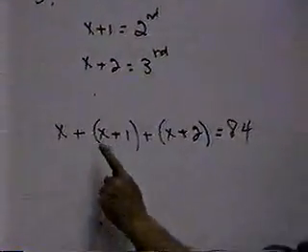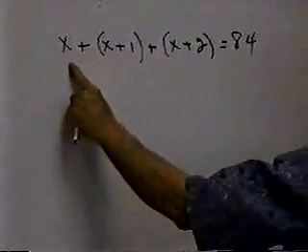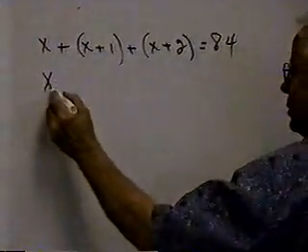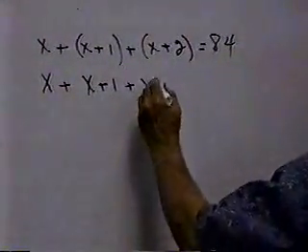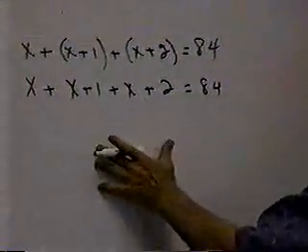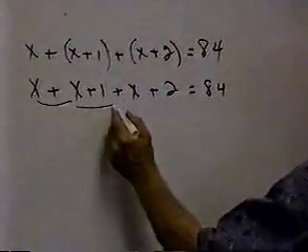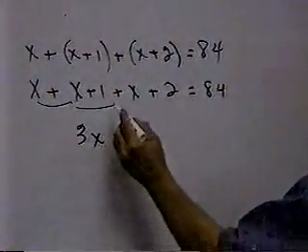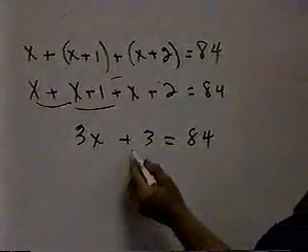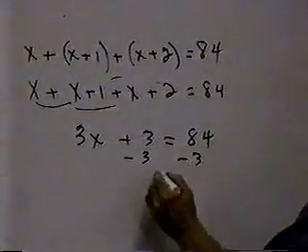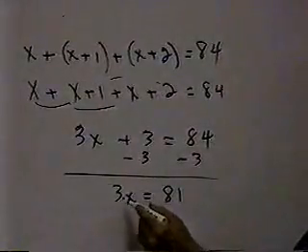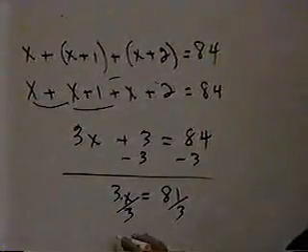It says the sum of 3 consecutive integers is 84. Remove parentheses. Okay, what do we do here? The rule is combine like terms. So if we add the x's, we have 3 of them. If we add the numbers, we have 3. Move the 3 across, the opposite operation. Since it's connected by multiplication to move it across, we divide.